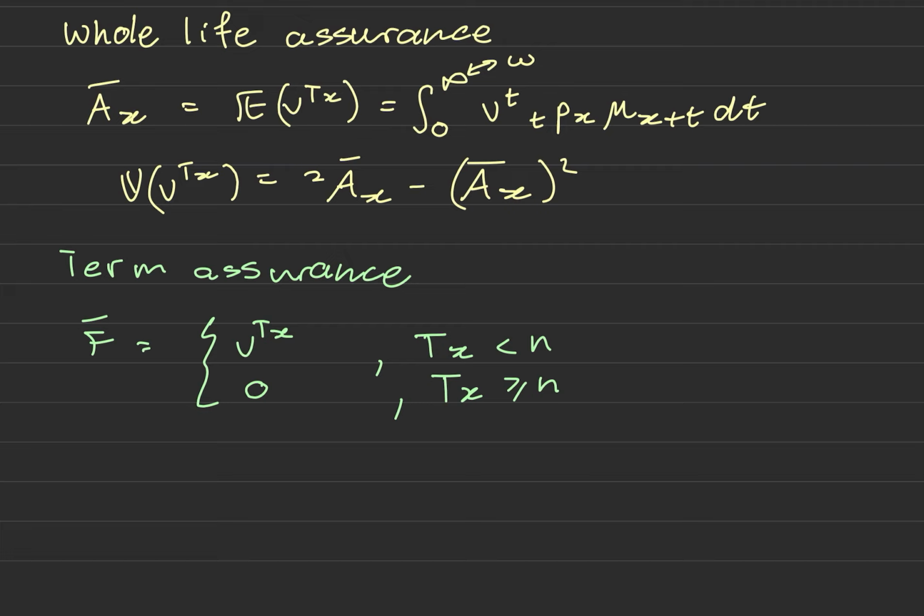So I must present value it by Tx number of years. And if they live longer than or equal to the term of the contract, n years, they don't get paid out, which is why this is a term assurance contract. They're only covered for a specified term.